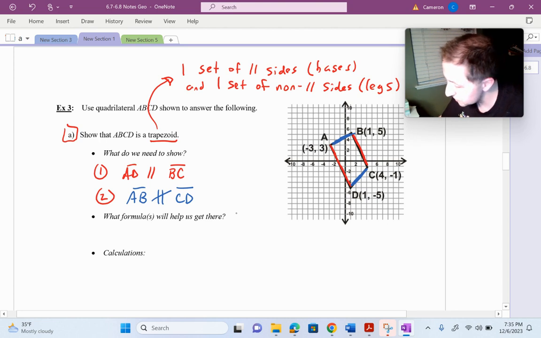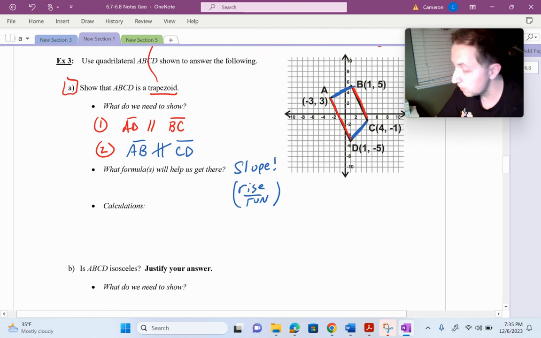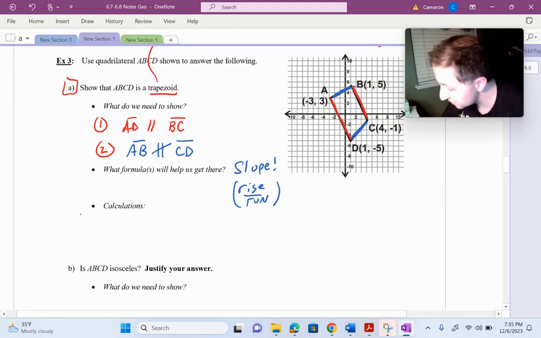And how am I going to do this? Anytime it mentions parallel, I'm going to use slope. So I'm going to do rise over run for each of those line segments and compare. I'm going to start with the ones that I am trying to prove parallel. I'm going to start with the red ones. So I'm going to find the slope of AD and compare it to the slope of BC.